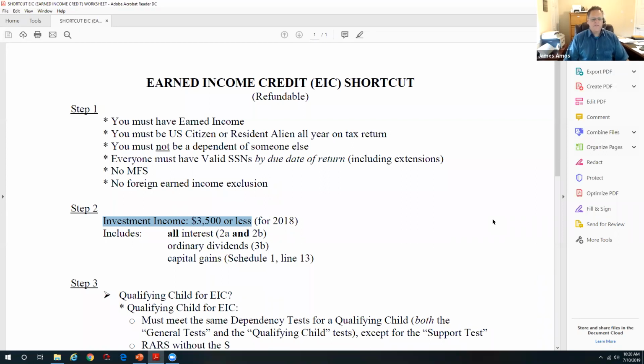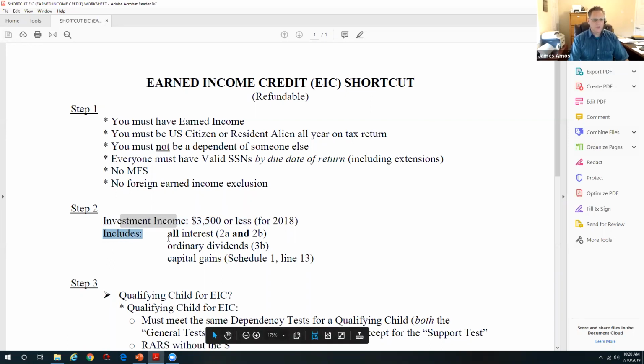So if you have investment income of $5,000, are you going to qualify for earned income credit? No. If you have investment income of less than $3,000, could you possibly qualify for earned income credit? Yes, sure. Okay. Now, what is included in investment income?